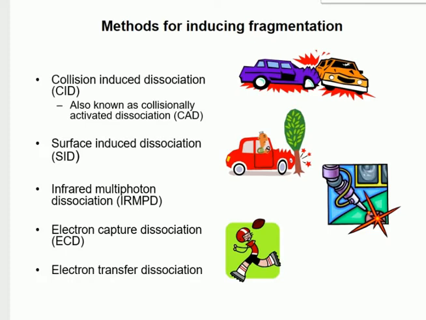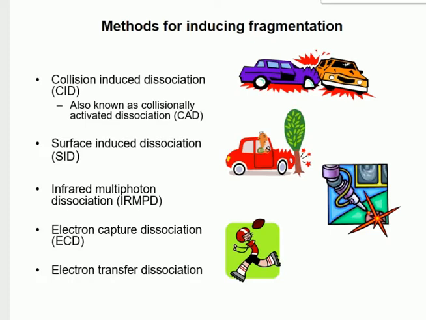Another option that's available is infrared multiphoton dissociation, or IRMPD. This involves firing an IR laser at trapped ions. So it's limited to the types of mass analyzer that you can do IRMPD on. It has to be either an ion trap or an FTICR, something where the ions are trapped. And again, it gives you similar fragmentation patterns to CID and SID.